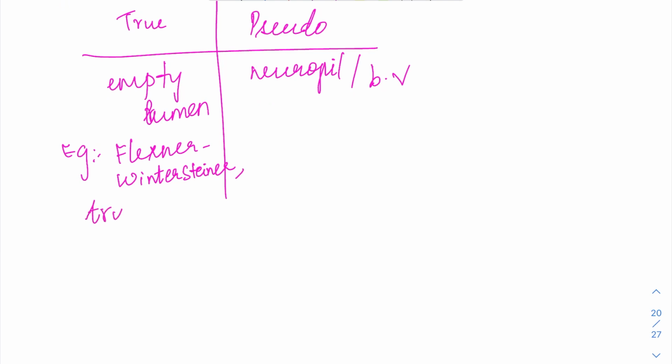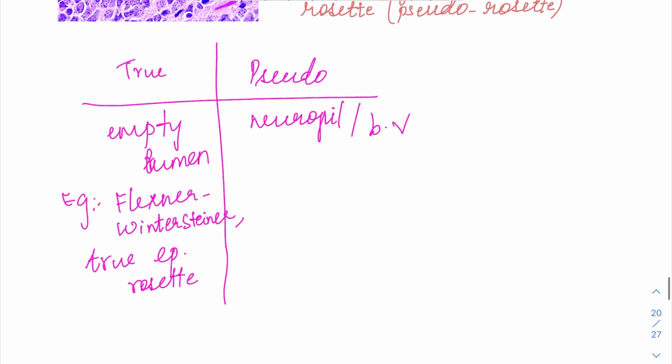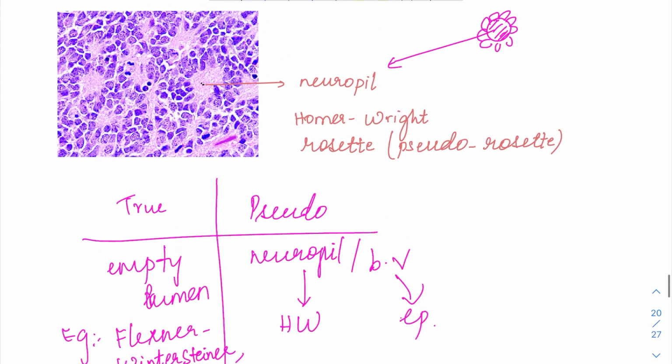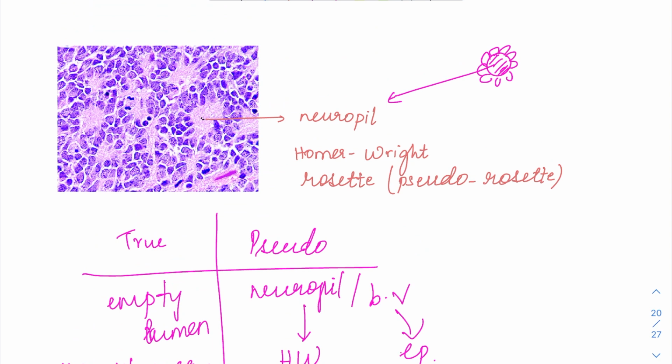Also, there are true ependymal rosettes. These are also examples of true rosettes. While for pseudo rosettes, if neuropil is present, it is going to be a Homer-Wright rosette. If blood vessels are present, it is also called a pseudo rosette. That again we can see in ependymoma. So in ependymoma, you are going to have both true rosettes, which have an empty lumen, and pseudo rosettes, which have a blood vessel in the center. Since neuropil is present in the center here, this is a Homer-Wright rosette present in a medulloblastoma. Okay.